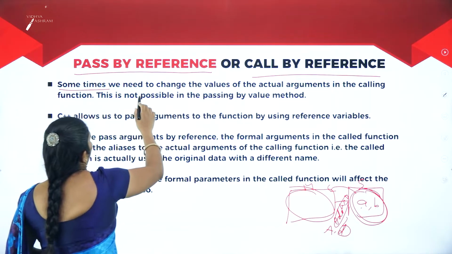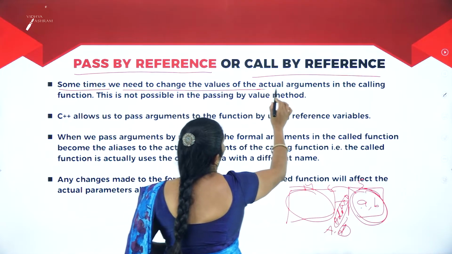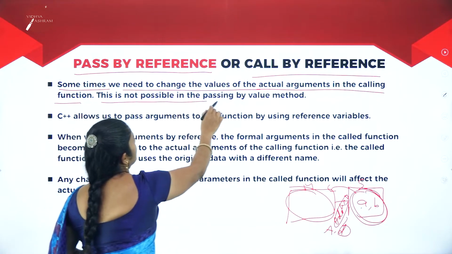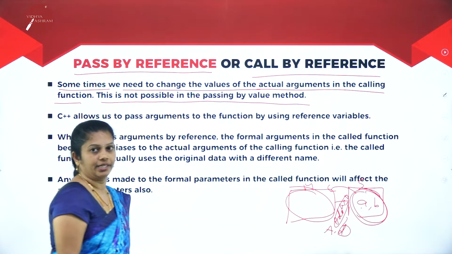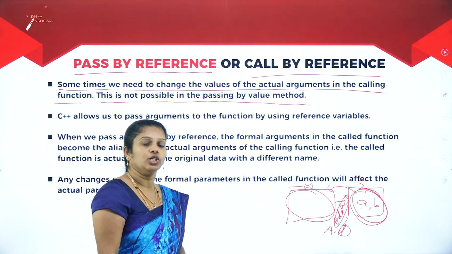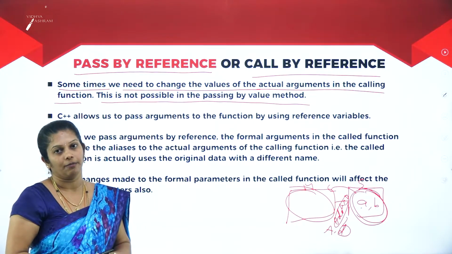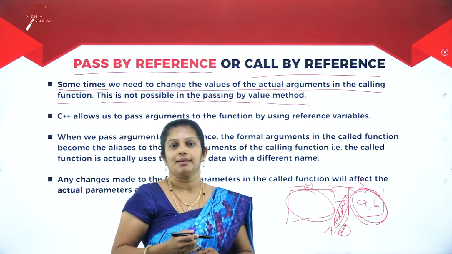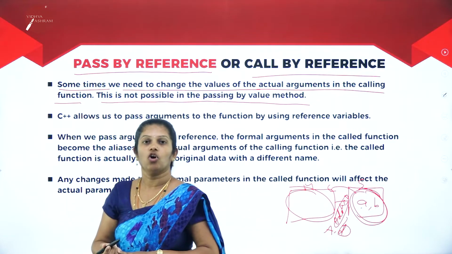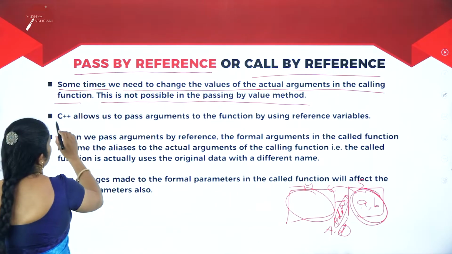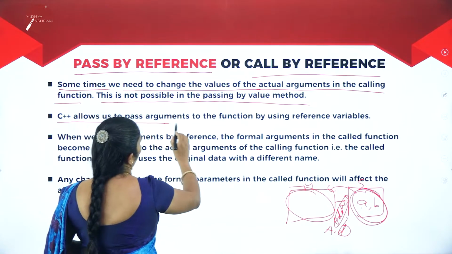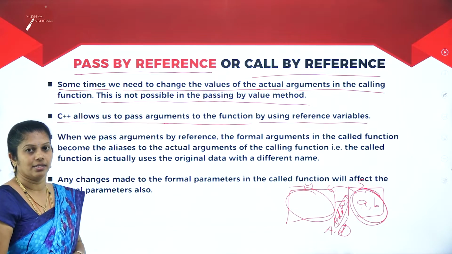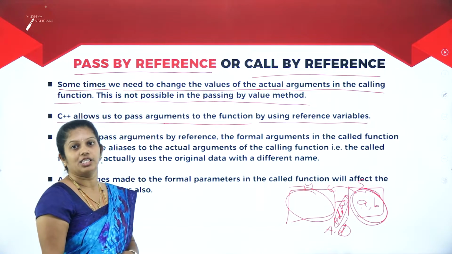Sometimes we need to change the values of actual arguments in the calling function. This is not possible in the pass by value method, because it takes a copy and then works. But in situations where you want to change values in both the main function as well as the sub function, we require this call by reference concept, where C++ allows us to pass arguments to the function by passing reference variables. Reference address, it will tell.